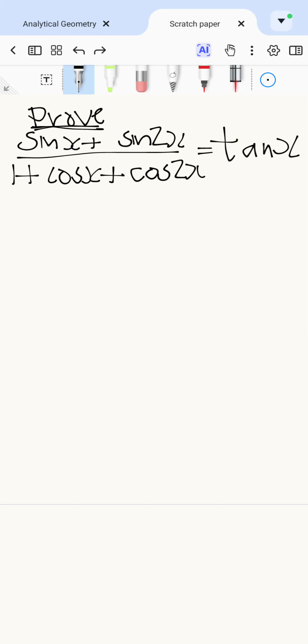Right, we are proving an identity in this one. The question is prove. That's our left hand side and that's our right hand side. Okay, let's get straight into this.